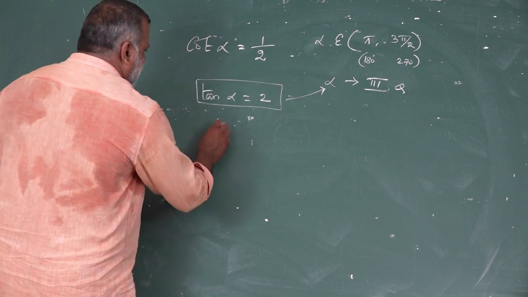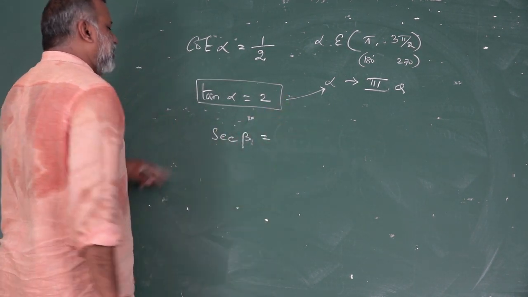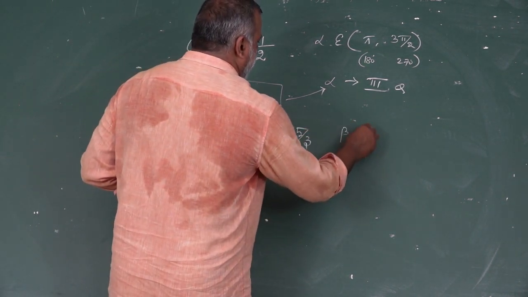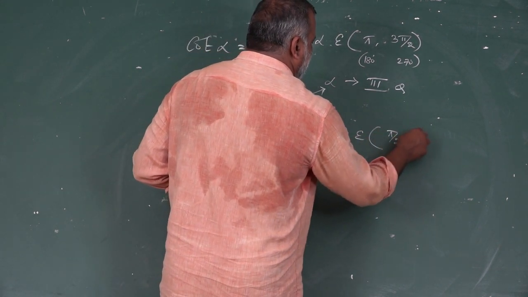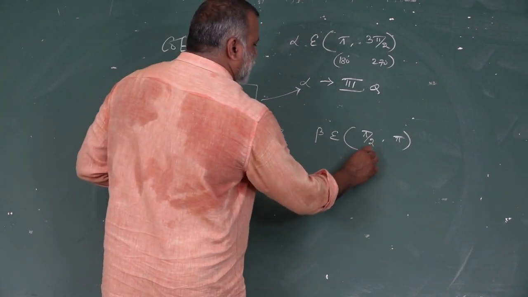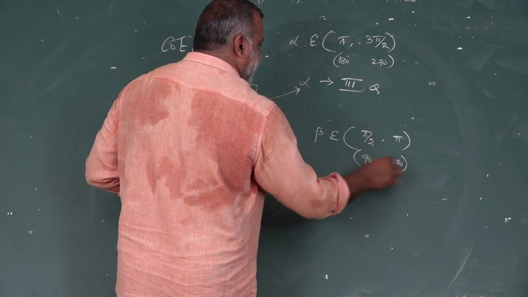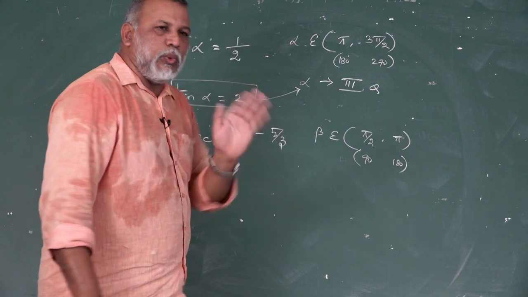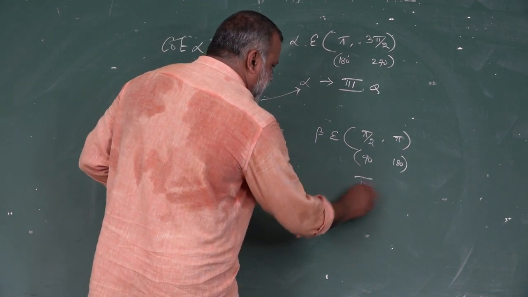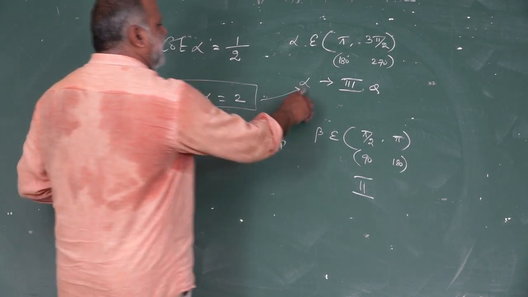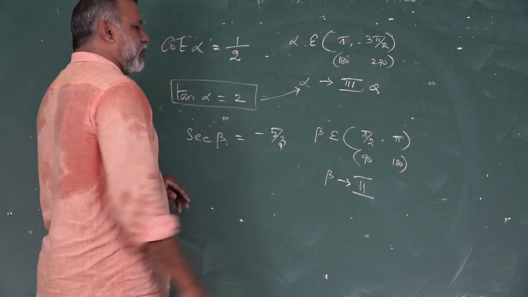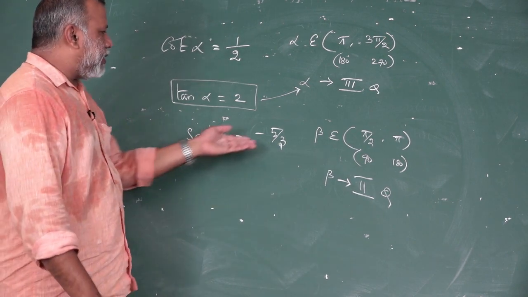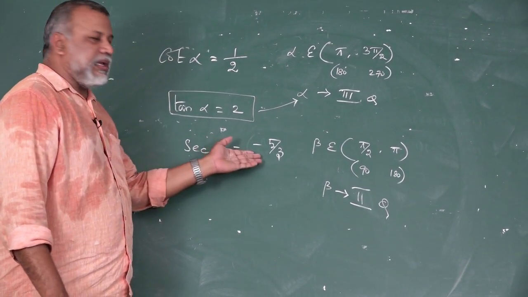In the same model, secant beta is given. Secant beta equal to minus 5 by 3. Now beta belongs to the interval pi by 2 comma pi. What is the meaning of pi by 2? 90. What is the meaning of pi? 180. That means beta lies between 90 and 180, which is the second quadrant. Alpha lies in third quadrant, beta lies in second quadrant. In second quadrant, by ASTC, only sine and its reciprocal get positive. Therefore the remaining, secant beta, gets negative.